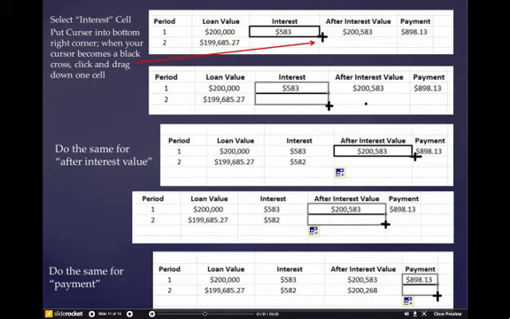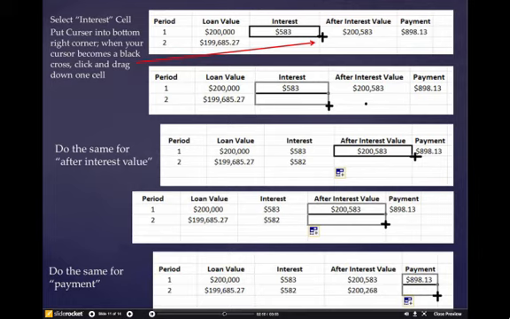Now, just giving you a little background on what exactly we did in the former slides: for that interest, we were multiplying that loan value times that interest rate, and we locked that interest rate cell. But at the same time, we want the new value times that interest rate. So when we drag that cell down, it takes what was period 1's loan value, and now it multiplies that interest rate times period 2's loan value.